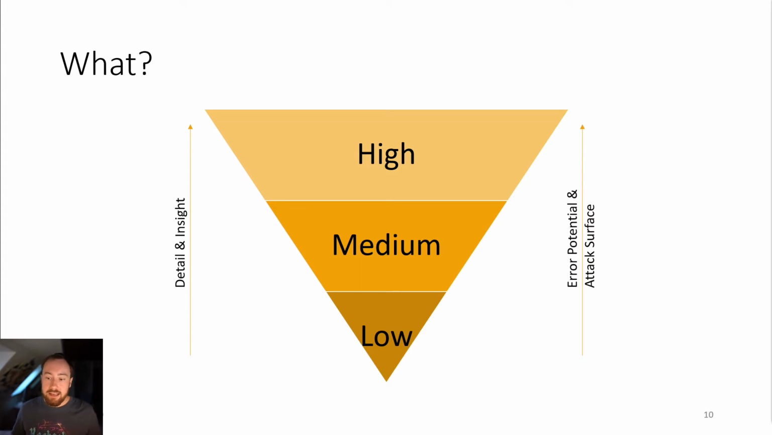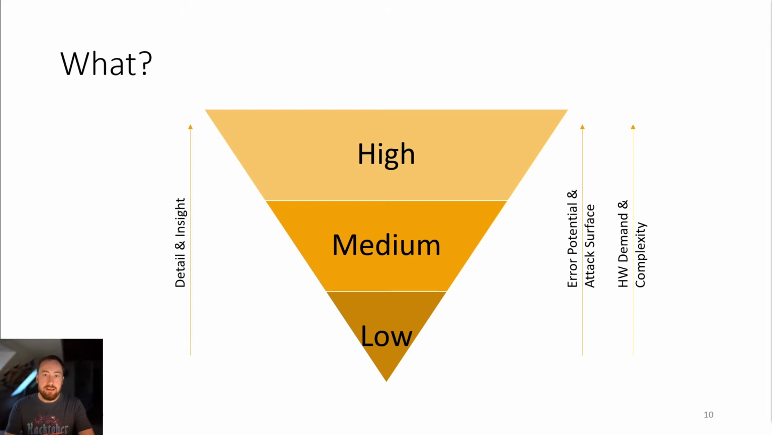But detail and insight aren't the only things that grow. The error potential and the attack surface are also things that increase, and with that, I mean, the more complex the system is, the more chances for mistakes there are, especially in regards of deploying and configuring the honeypot right. And last but not least, the hardware demand and the complexity increase as well, as high interaction honeypots tend to be quite computationally intensive tasks, as well as being quite complex systems.